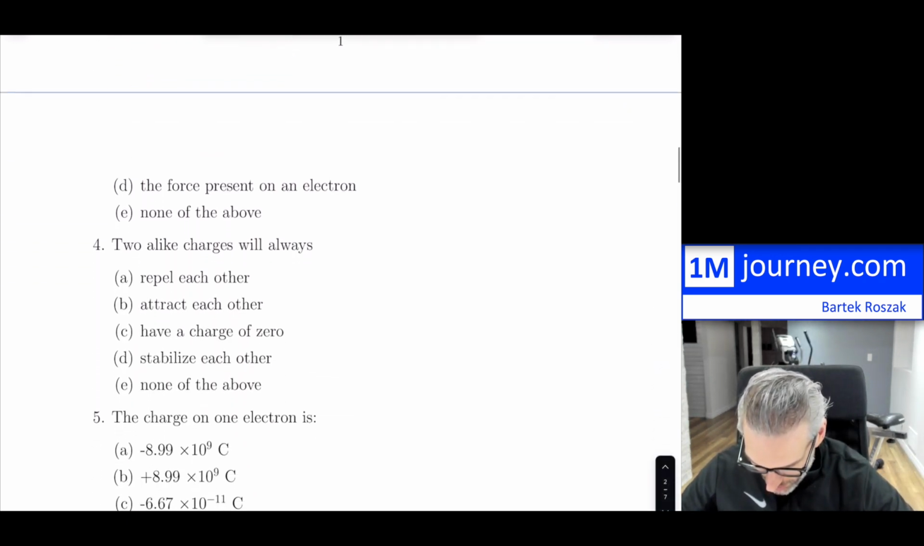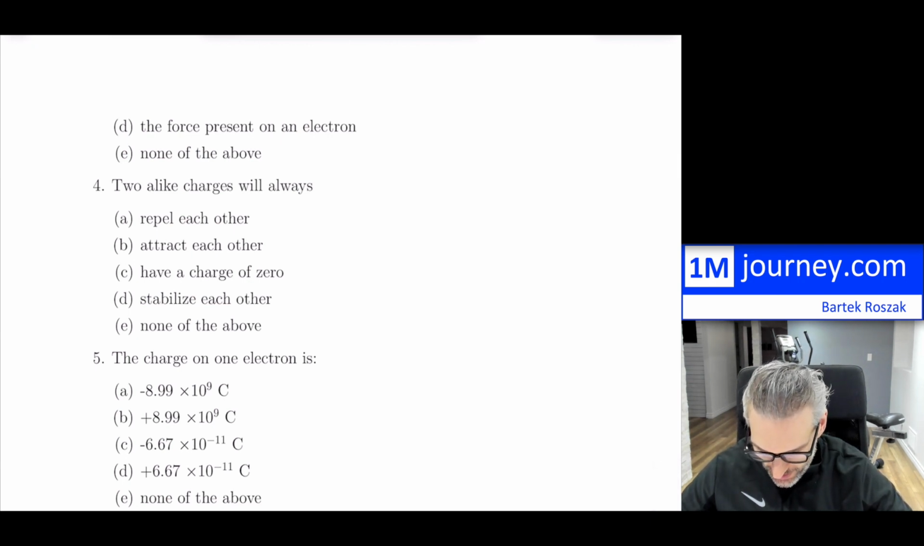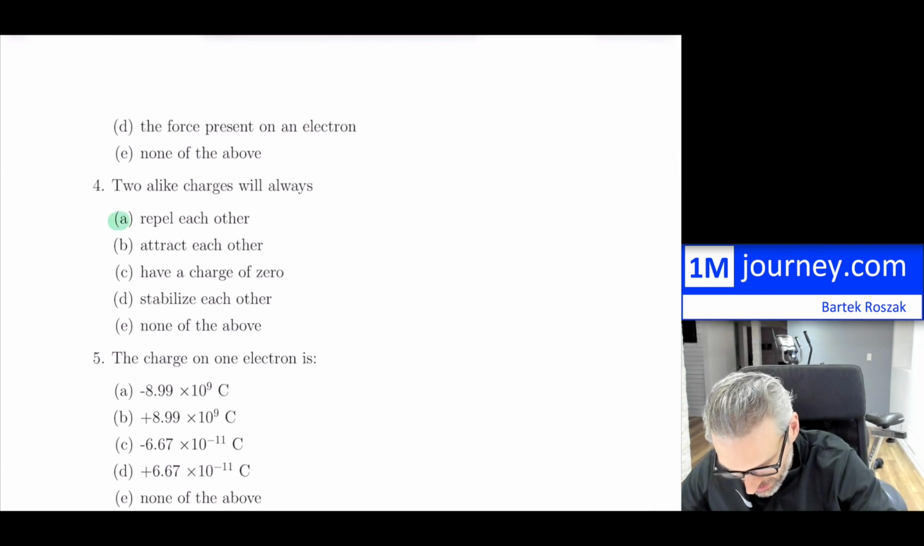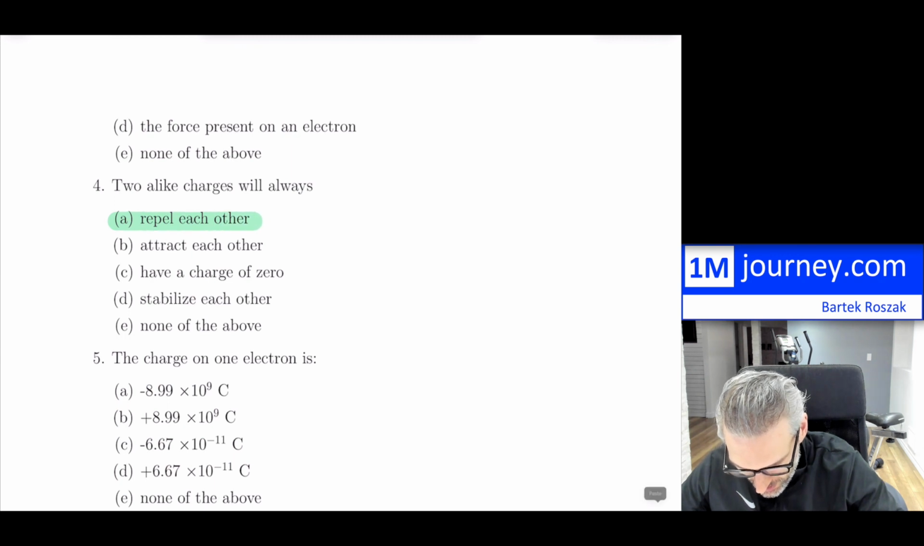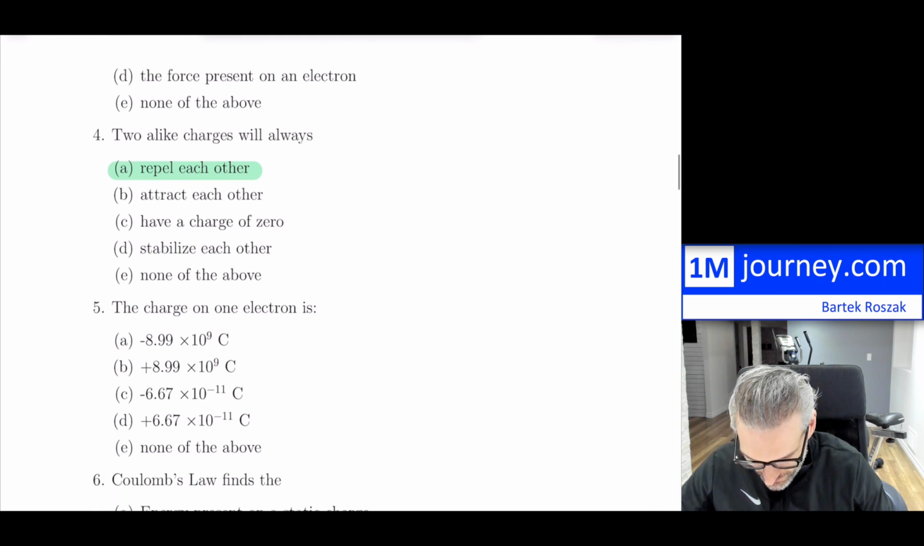All right, so moving on. Question number 4. Two alike charges will always, indeed, repel each other. So that is true. Let's see if there's anything else. No, not attract. Have a charge of 0, not necessarily. Stabilize each other, not necessarily. None of the above. All right, so A it is.